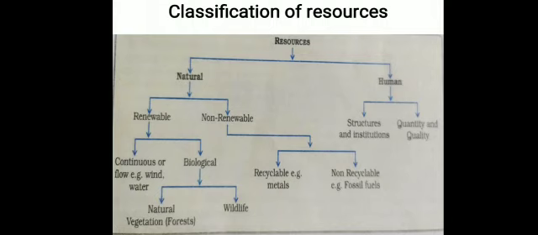Continuous resources are also known as flow. Then the second renewable part is biological, for example, natural vegetation, forest, and wildlife. Non-renewable: once we use, we cannot regenerate, like recyclable and non-recyclable.